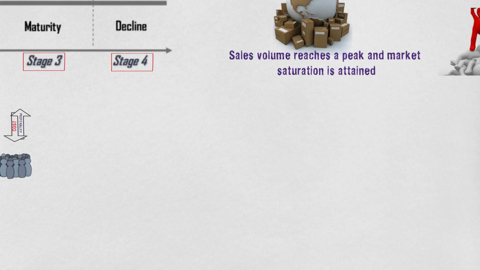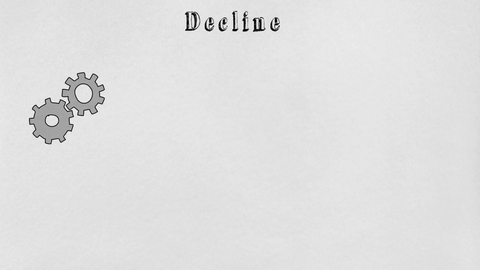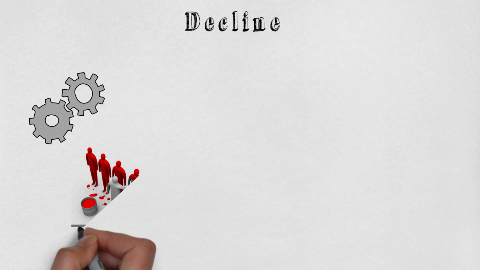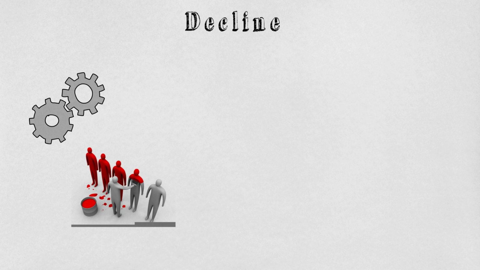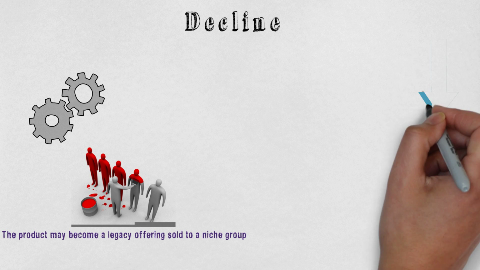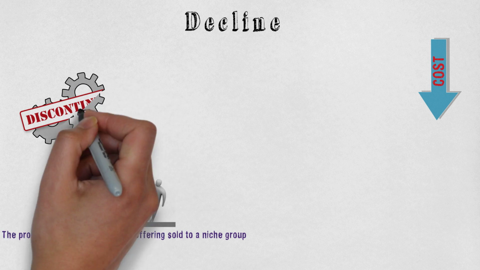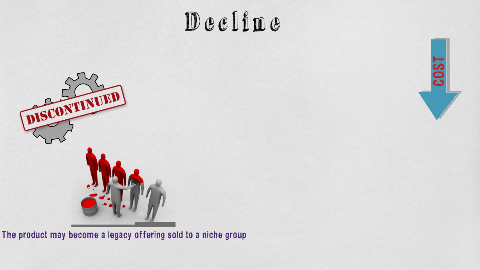Stage 4, decline. The product goes into a maintenance phase. Attempts are made to recreate the product through new uses or by significantly changing the product. The product may become a legacy offering sold to a niche group. Costs are reduced as far as possible. Finally, the product is discontinued when it is no longer economic to sell.